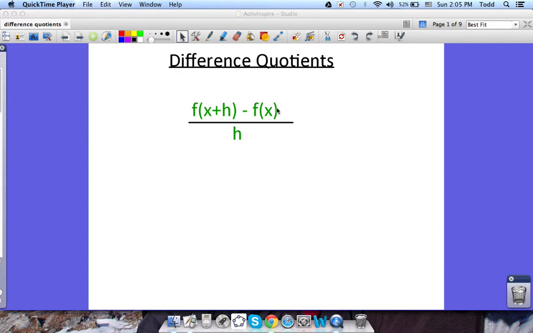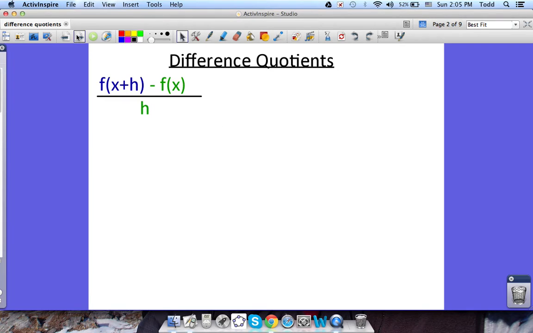Here it is. It's just a fraction, f of x plus h minus f of x over h. That's all it is, a fraction. Now, the problem is we don't really know what the f stands for. It means function, but what function?